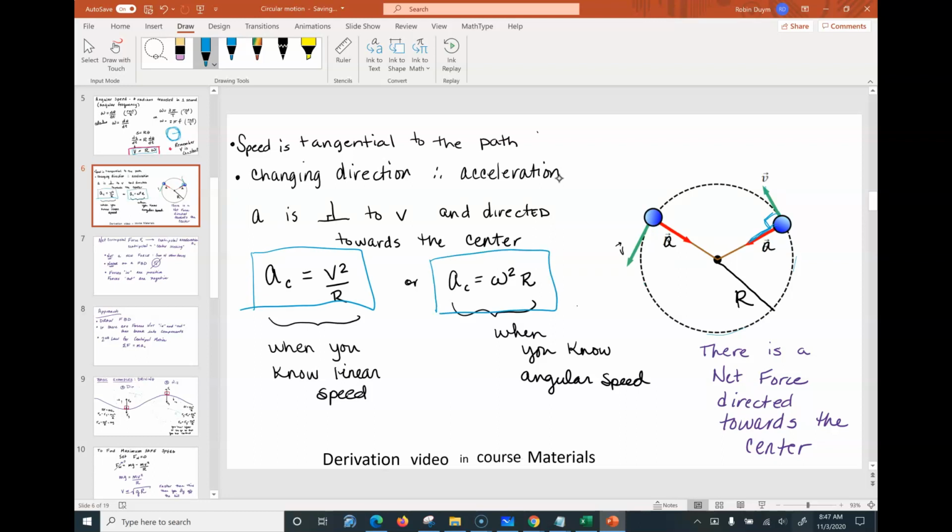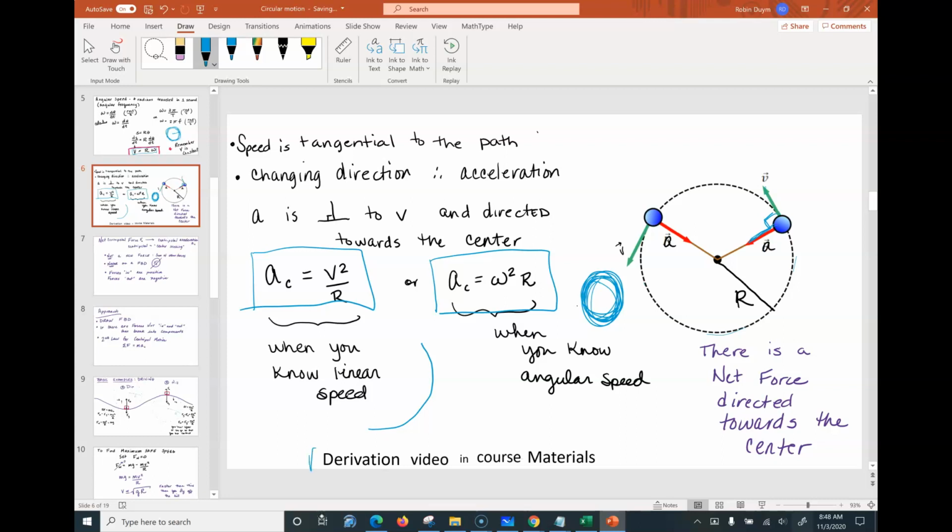If we have information about the linear speed, we're going to use this. Typically, if something's moving around a curve, this is usually used. Your angular speed is usually used when you're actually spinning something around and around and around. Okay, so since there's an acceleration, there must be a net force directed towards the center that's actually causing that acceleration. We're going to get into that.